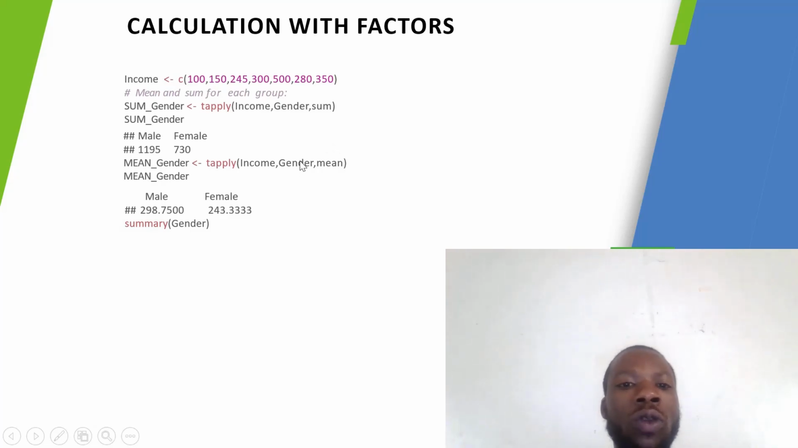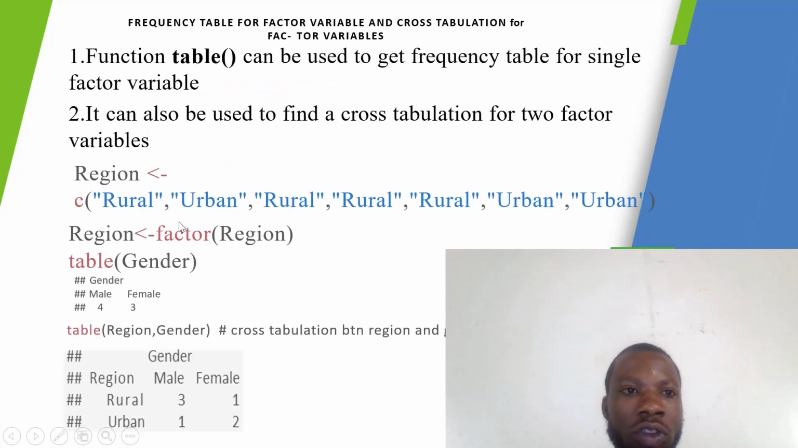It doesn't always have to be gender. You can also have education level, and then you need to see the average income for each education level. So you put income here and also the education level. But for us, we have gender here, and then I put mean, so I'm going to get the mean. If I say summarize gender, you see, those are things that we need to do.